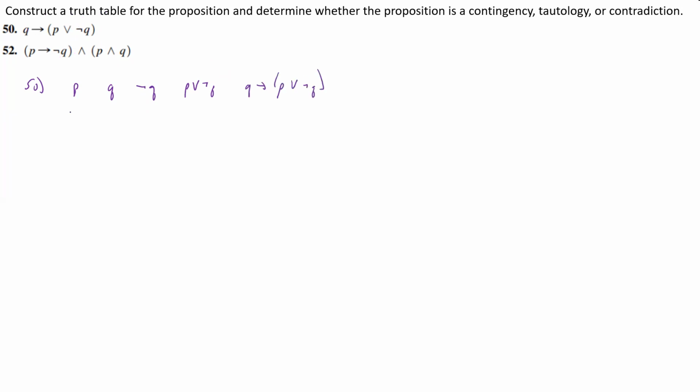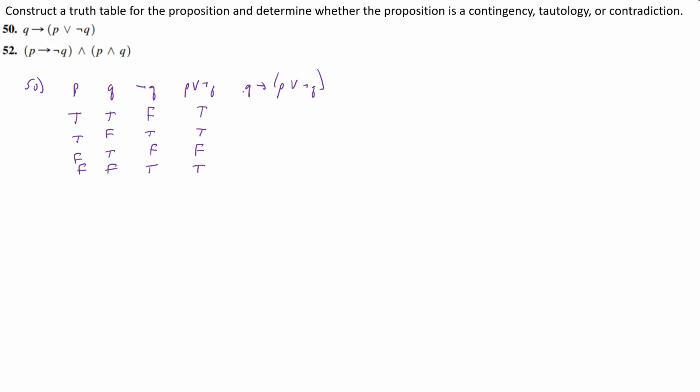Okay, so P again is going to be true, true, false, false, and Q is true, false, true, false. Not Q is going to be false, true, false, true. Now P or that, so we have P or this, so that's going to be a true. That's going to be a true. False or false is going to be false. False or true will be true.